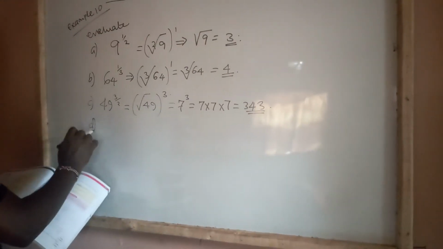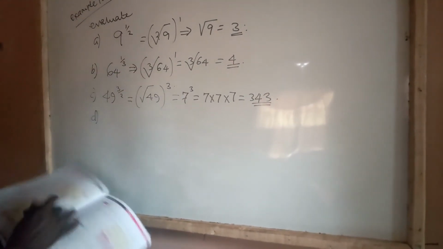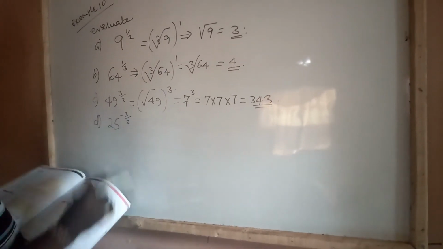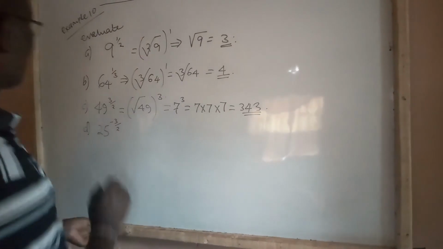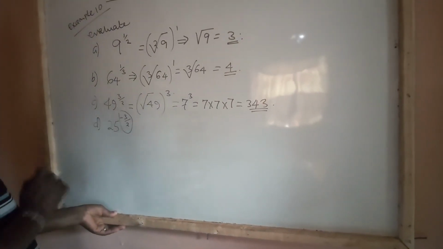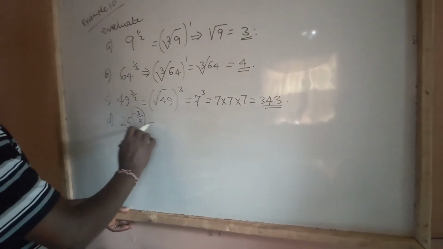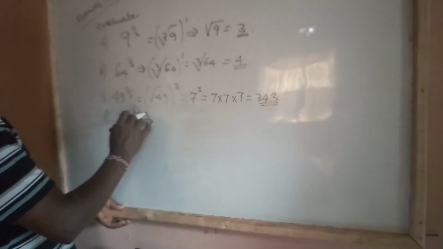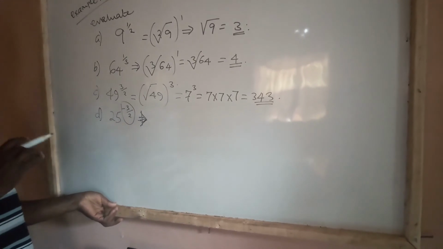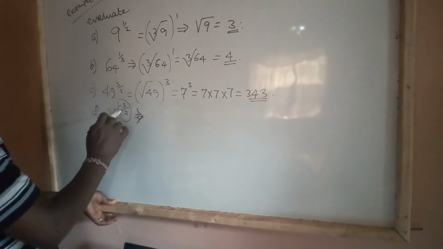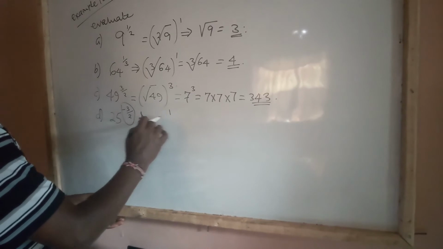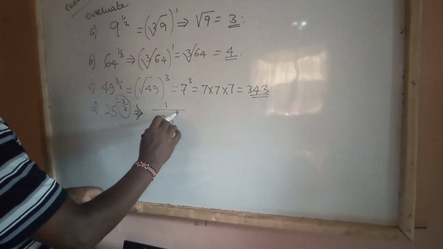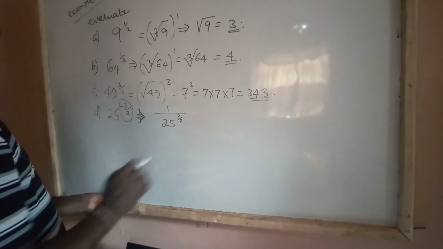Part D is talking of 25 raised to power minus 3 over 2. And you realize that there is something special here. The index itself is negative. And because we learned something to do with reciprocating the whole format before we start evaluating it, we are going to rewrite it in the form of 1 over 25 now raised to a positive power 3 over 2.